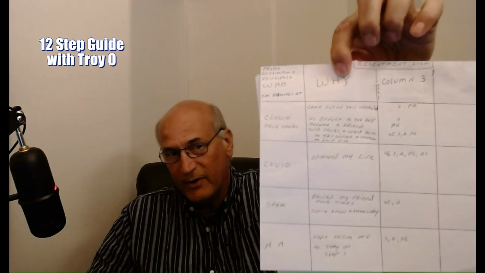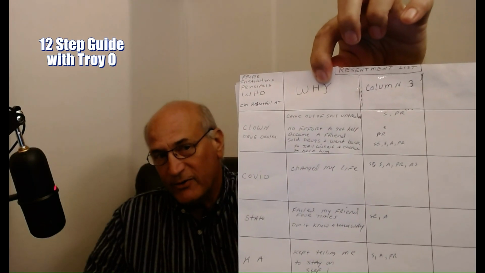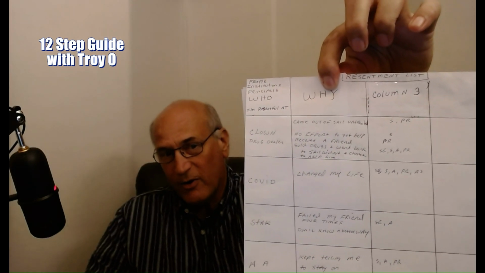So this is step 4, column 3, resentment list. What I'd like to do is introduce you to some information first so you see it, so then when we uncover it in the reading, it's not the first time you've seen it. So first, let me show you my basic resentment list. And you're going to see column 3. I've just written column 3.